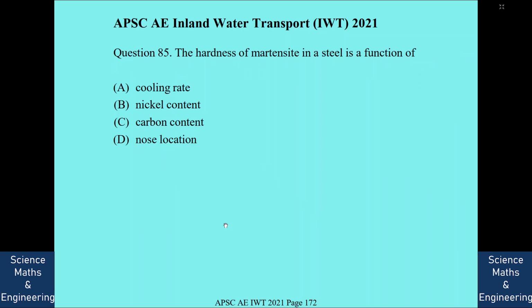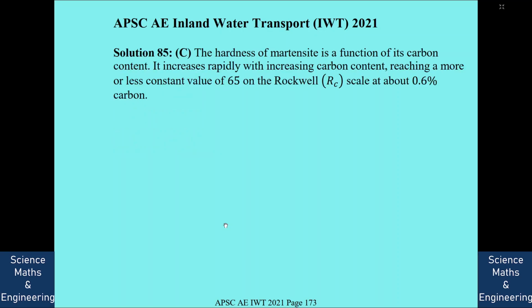Next, the hardness of martensite in a steel is a function of A, cooling rate, B, nickel content, C, carbon content, or D, nose location. So the answer is the hardness of martensite is a function of its carbon content. It increases rapidly with increasing carbon content, reaching a more or less constant value of 65 on the Rockwell scale at about 0.6% carbon.